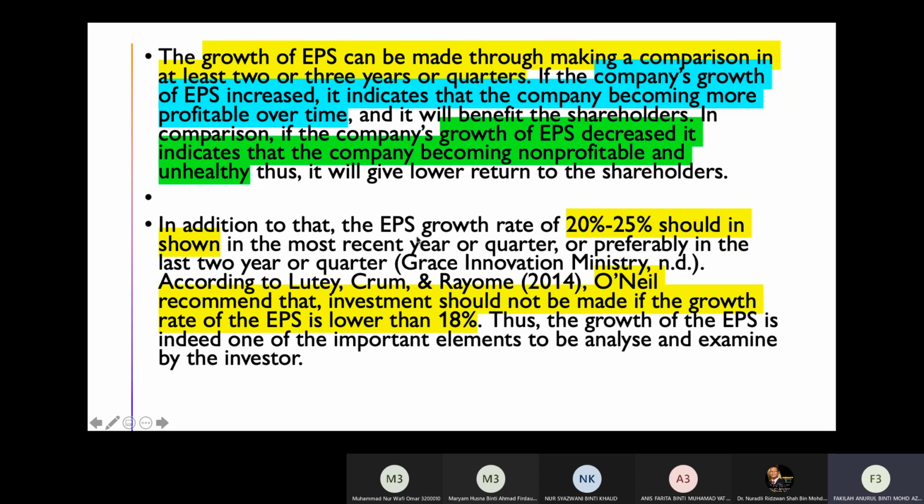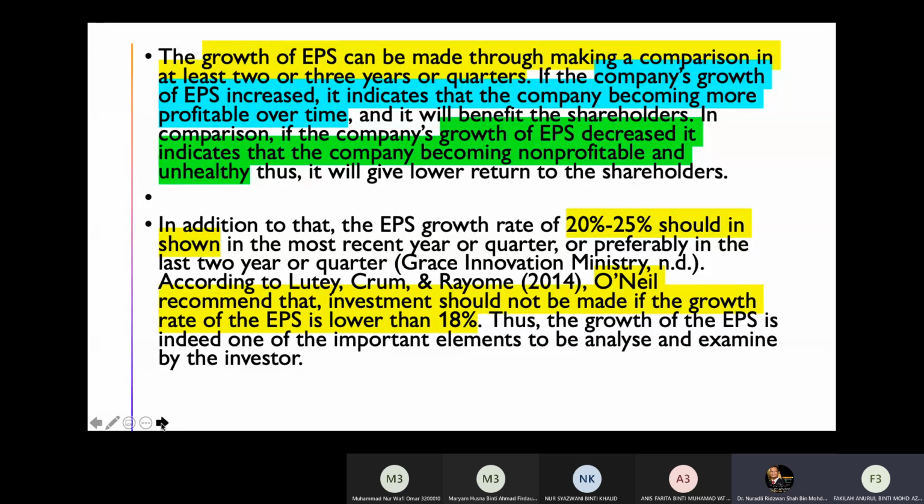In addition to that, an EPS growth rate of 20% to 25% should be shown in the most recent year or quarter, or preferably in the last 2 years or quarters, according to Investment Ministry. But according to Lutekram and Rayong, 2014, O'Neill recommends that investment should not be made if the growth of EPS is lower than 80%. So thus the growth of EPS is indeed one of the important elements to be analyzed and examined by the investor.